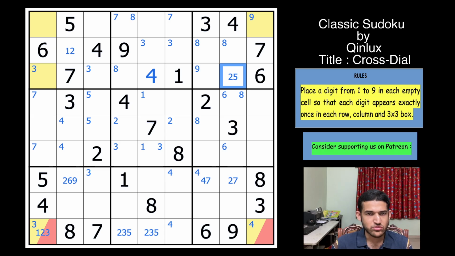So do these values do something? 2, 5, 2, 7, 4, 7. This cell cannot be 3, 4, 6 and 7, 1 and 2. So this will be 5, 8 and 9. Even 8 is ruled out. So this is 5 and 9. Okay.